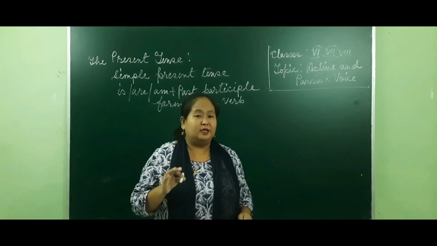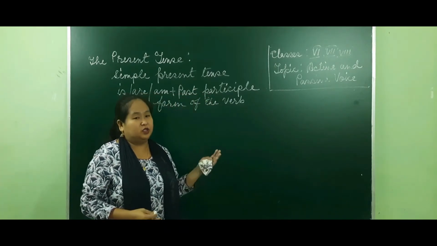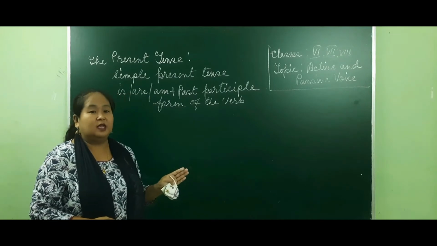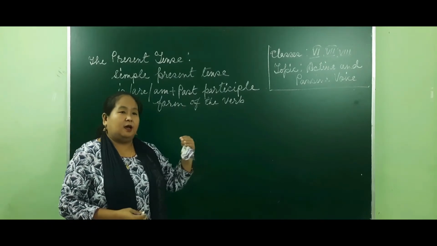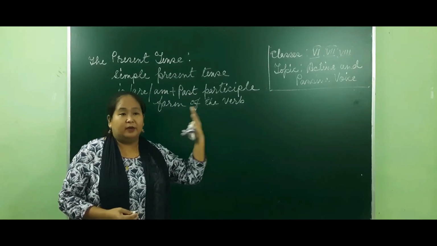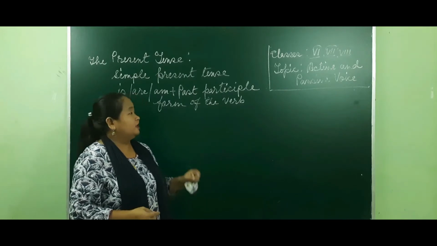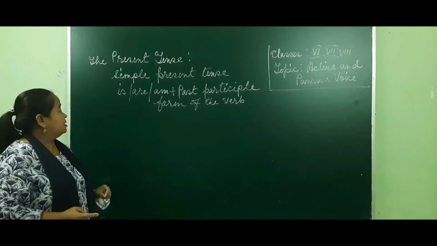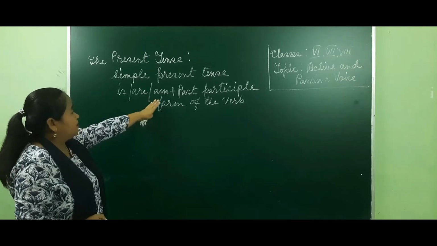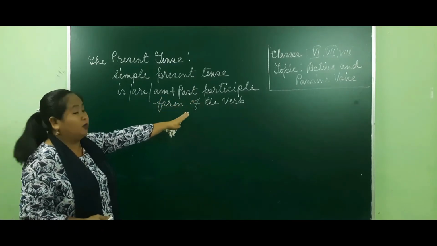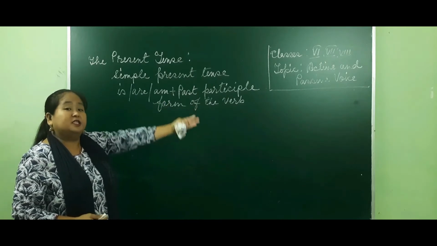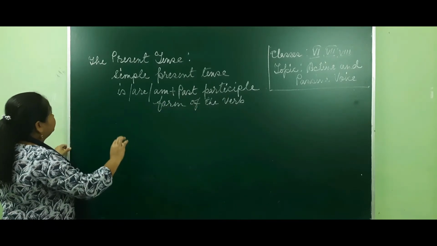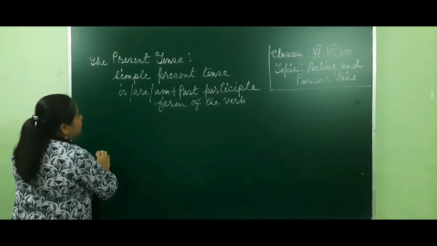So today in this video we shall learn how to change from active to passive voice according to the various present tense forms. So first of all, simple present tense. For simple present tense, we use is, are, am plus the past participle form of the verb to change into passive form. So let me give you an example.